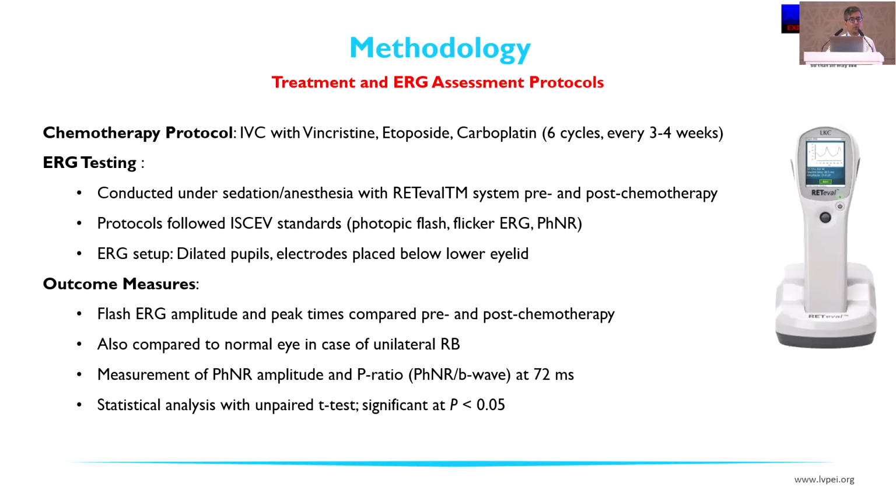This is the protocol we use in our institute. Children who have either unilateral or bilateral retinoblastoma are started with intravenous chemotherapy as the first line of treatment, with 3 chemotherapeutic agents every 3 to 4 weeks. 6 cycles are completed.